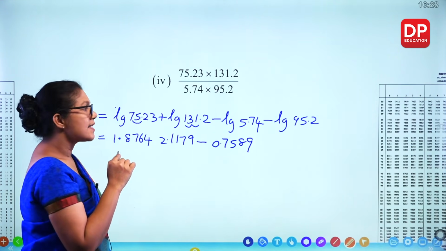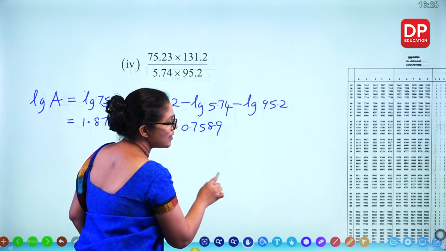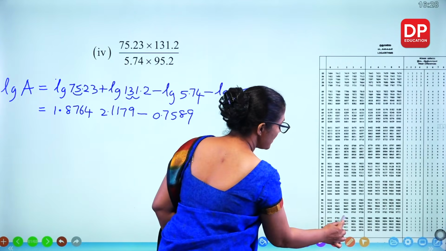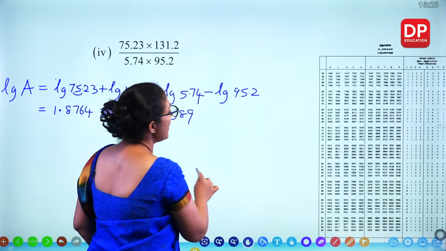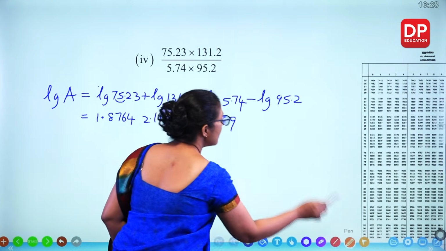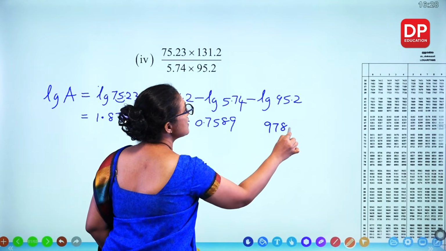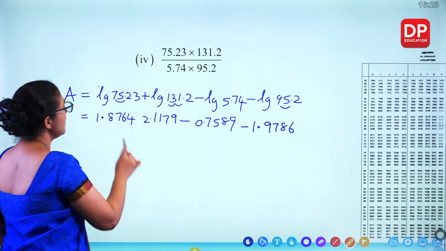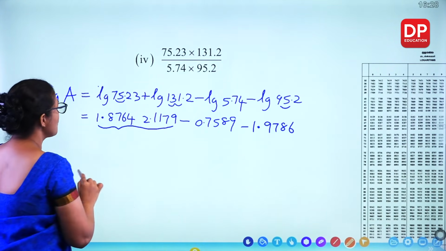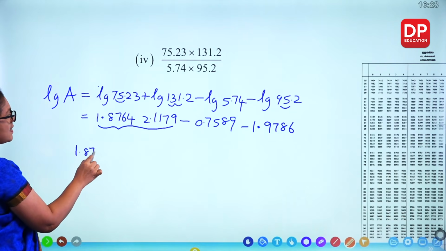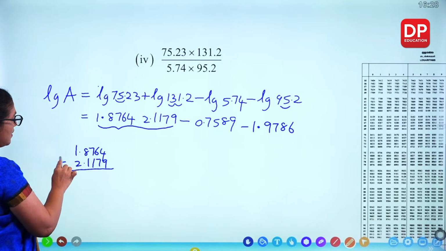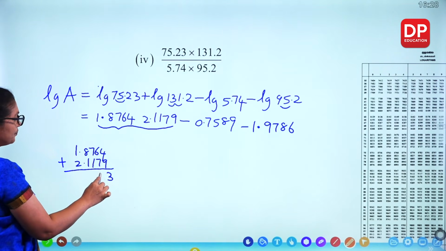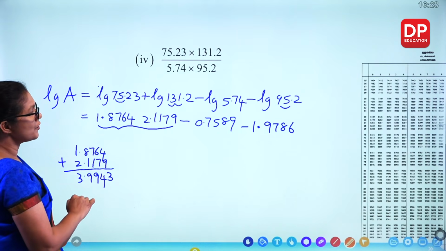Then the last one is 95 2. 95 2 is 97 86, and the characteristic is 1. Now we can add these two together. 1.8764, 2.1179. 3.9943.